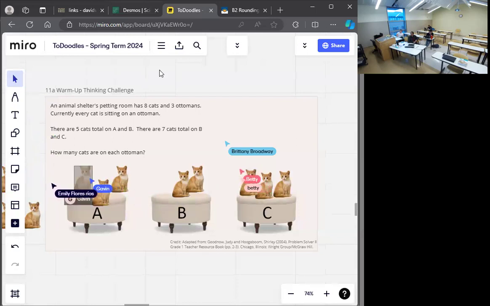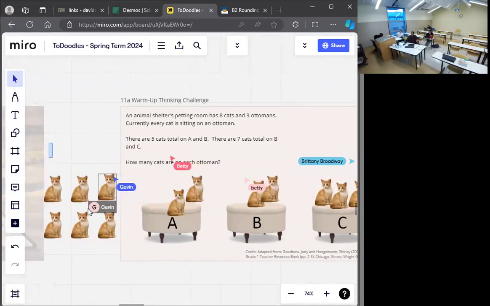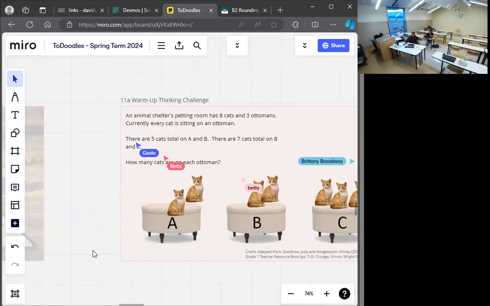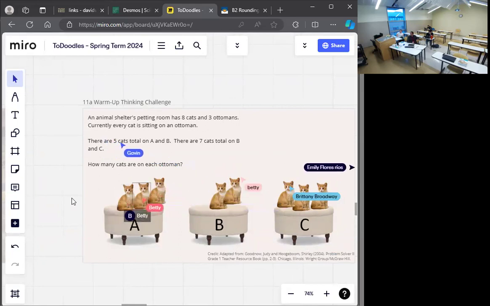Well, don't copy cats, there should only be 8 cats total. We're not having cat babies. Okay, 1, 2, 3, 4, 5, whoops. I know, it's tricky. Okay, there we go. Don't copy the cats, just rearrange them. We have 5 on A and B, but we don't yet have 7 on B and C.